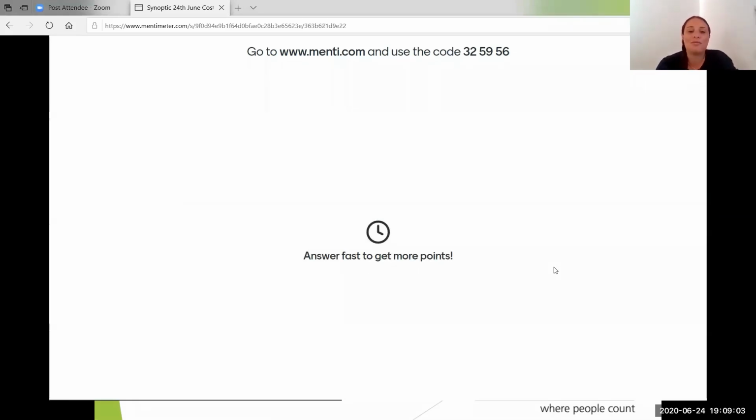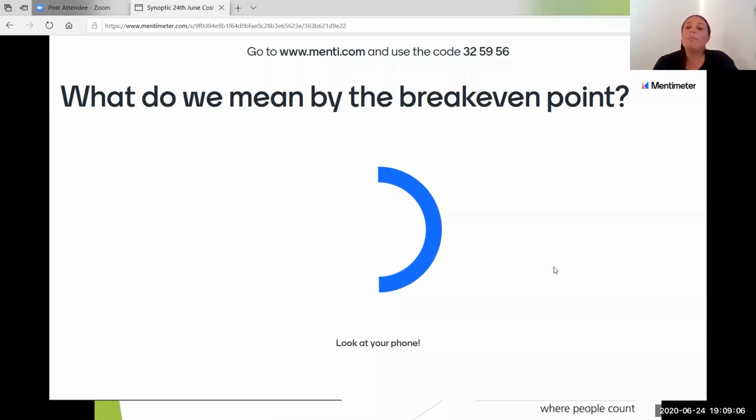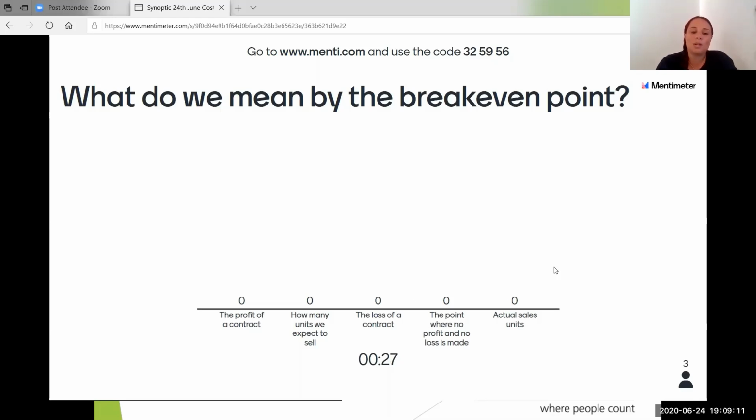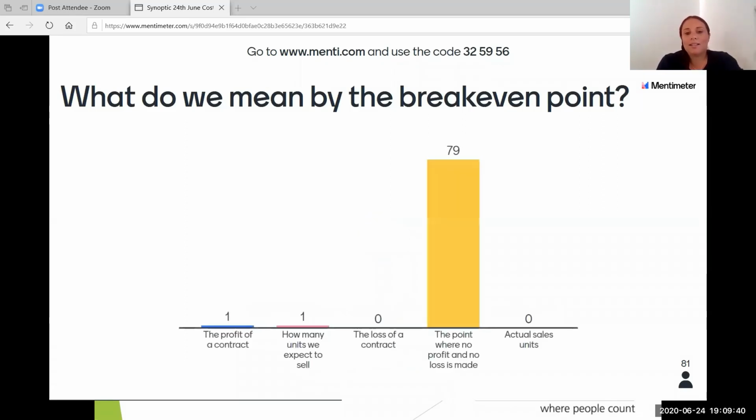Okay, question number 3. What do we mean by the break-even point? So normally I go through what these things mean, but I didn't because I knew this question was coming up. The profit of a contract, how many units we expect to sell, the loss of a contract, the point where no profit or loss is made, or the actual sales units. 3, 2, 1.